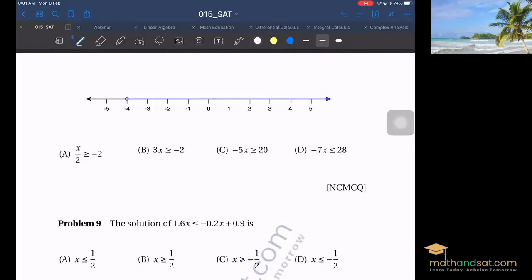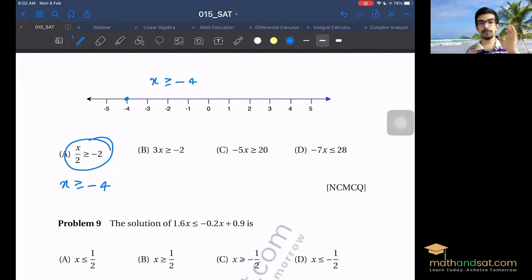The first option, we have x by 2 greater than or equal to minus 2. You have x divided by 2, so to get rid of that 2, you multiply with 2 on both sides. So this becomes x greater than or equal to minus 4. Before that, note that there is a dot here. Make that correction. From the graph, it's clear that this is represented by x greater than or equal to minus 4.